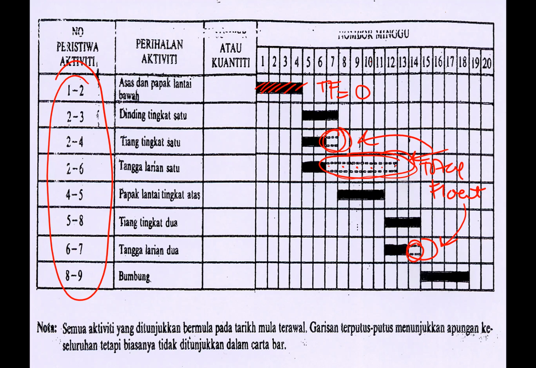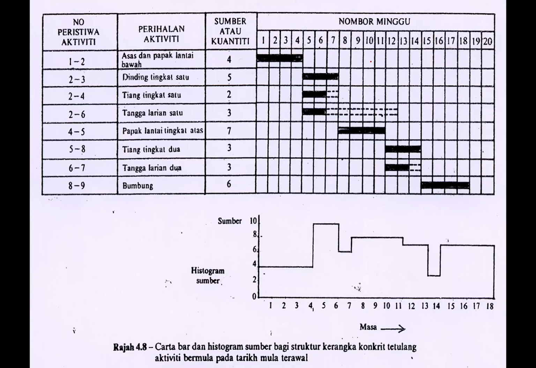in a simple example like this. And you notice that from our bar chart or work program, we can generate what we call a histogram, resource histogram, or resource graph. You notice this one, because the dotted line is at the back of each bar, it indicates that we are using the early start date.